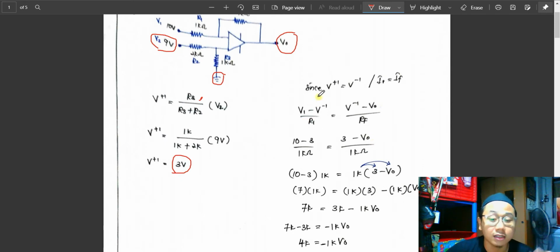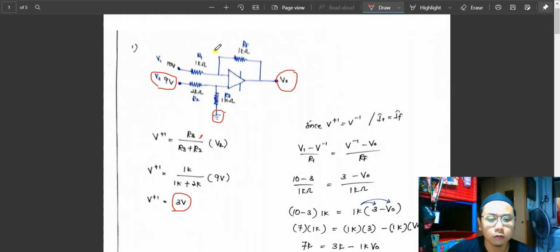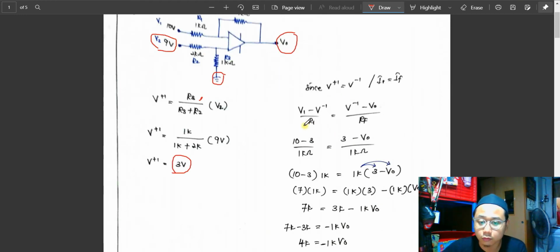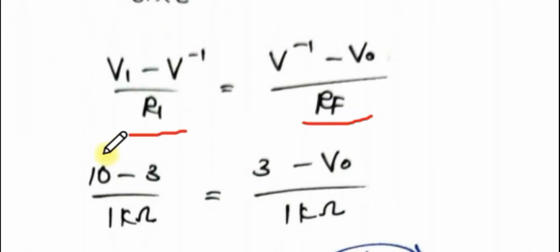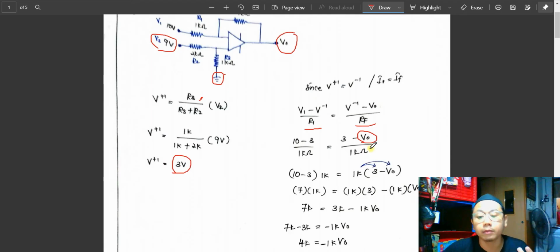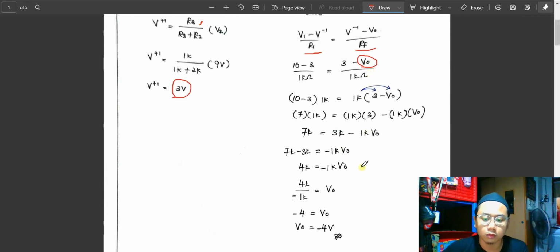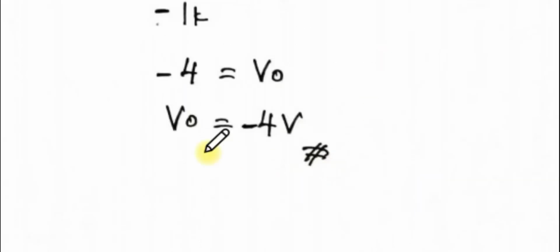Since V plus 1 is equal to V minus 1, and I1 is equal to IF, by using this formula, V1 minus V minus 1 over R1 is equal to V minus 1 minus V out over RF. After we substitute the values in the equation, we will have all the values except V out, so by using mathematical methods we find V out. After the calculation, we get V out is equal to negative 4 volts.